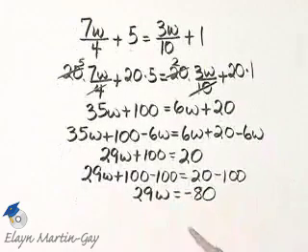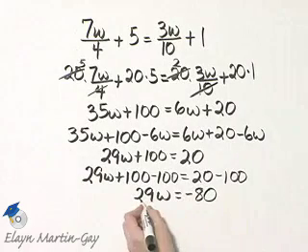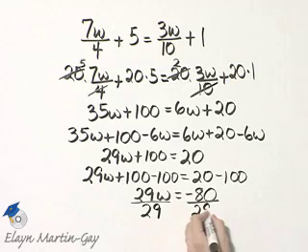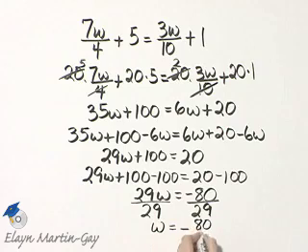I'll finish solving now by dividing both sides of this equation by the coefficient of w, which in this case is 29. And notice the 29's divide out. W then is equal to negative 80 over 29.